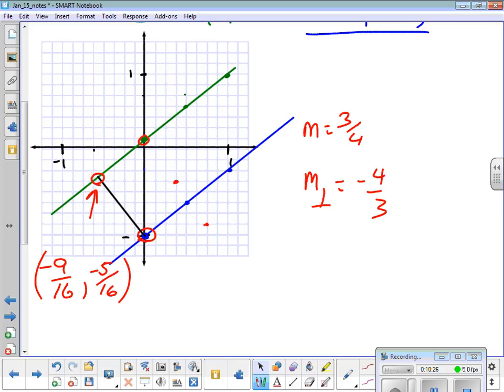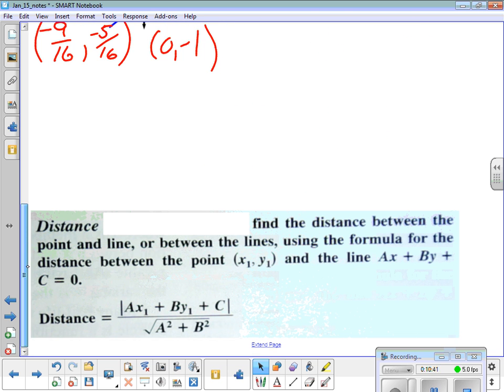So I need to take that point, and my other point was right here at (0, -1), and run that through the distance formula. Sounds like a piece of cake to do. Now there is another option. The other option is this handy dandy fancy little put it together formula.